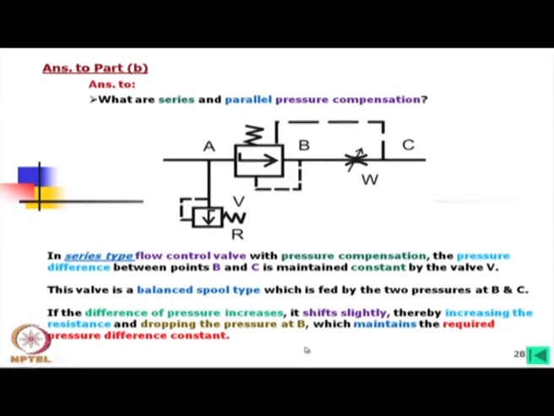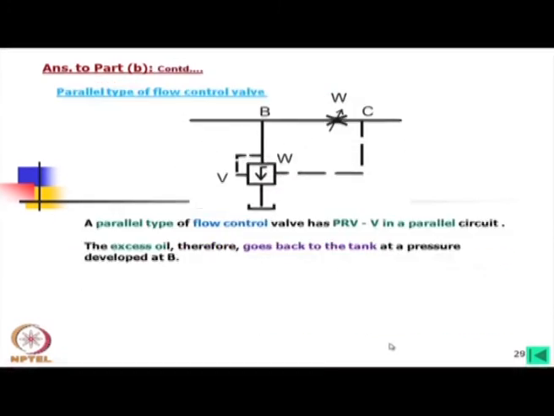Now, here I would like to mention, for this type of question you need not draw the detailed schematic figure, rather you should go for the symbols. Now, this is the parallel type. As you see, there is no pressure control valve here. A parallel type of flow control valve has a PRV in a parallel circuit. The excess oil therefore goes back to the tank at the pressure developed at B.